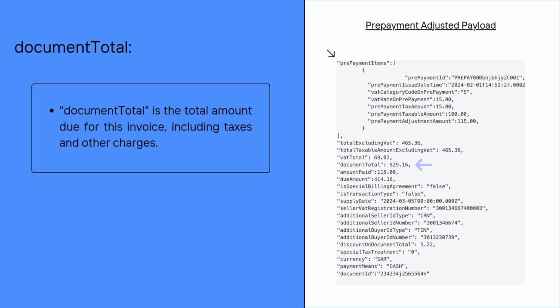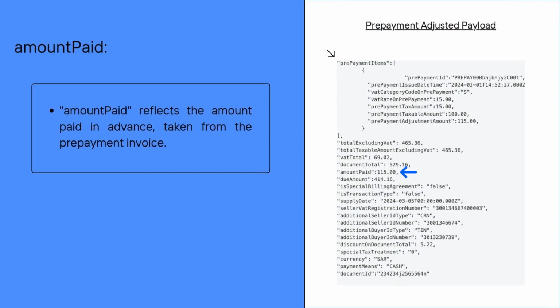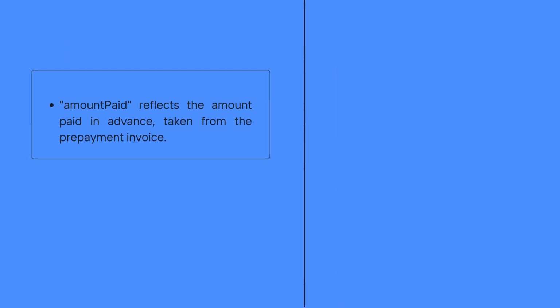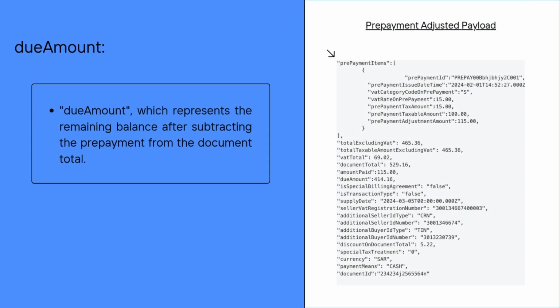In this, the total amount due for this invoice, including taxes and other charges, has been shown. Next comes amount paid. Amount paid reflects the amount paid in advance taken from the prepayment invoice, including the tax. Finally comes the due amount. Due amount represents the remaining balance after subtracting the prepayment from the document total. The formula for due amount equals document total minus amount paid.